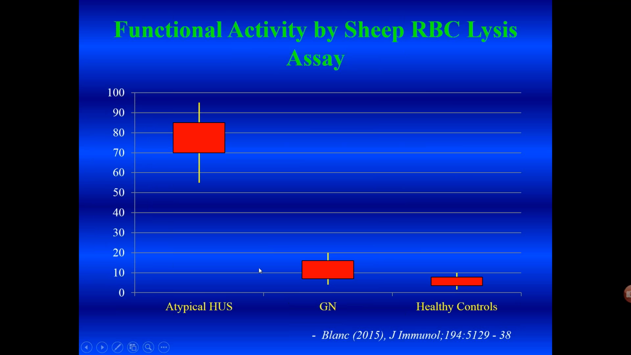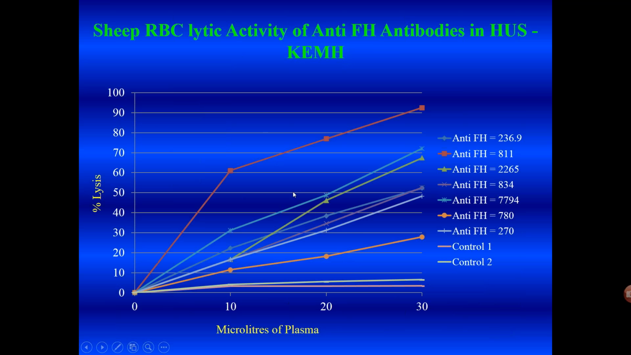And when she used the sheep RBC hemolysis assay, again, the hemolysis produced by healthy controls and that produced by C3 glomerulopathy antibodies was only slightly higher, but it was very much higher when she looked at the antibodies found in the HUS patients. Now, when we looked at sheep RBC hemolysis, we also could determine that even within our subgroup of patients who had HUS secondary to anti-factor H antibodies, there appeared to be a qualitative difference in the antibodies.